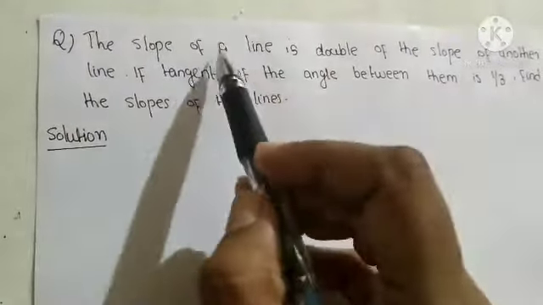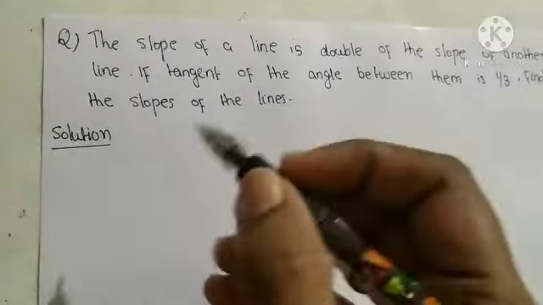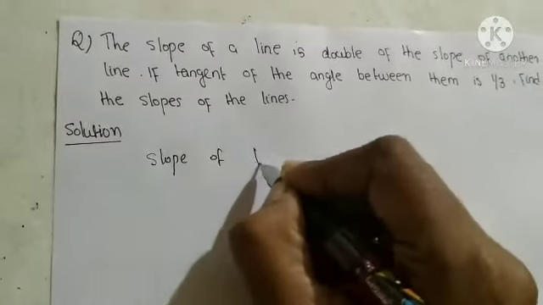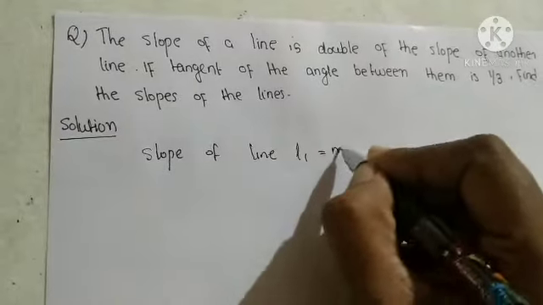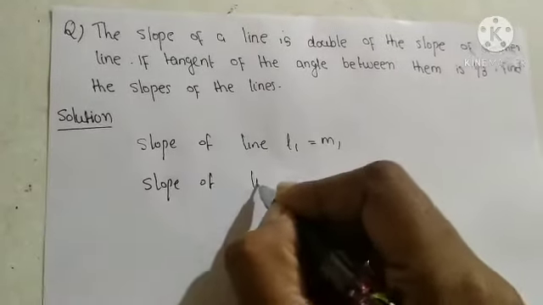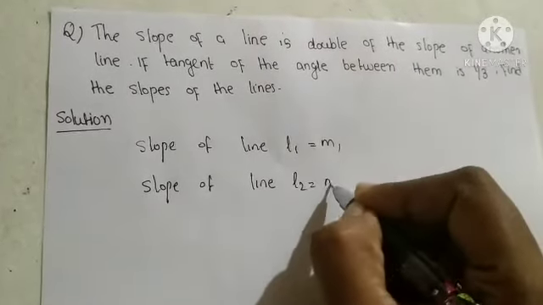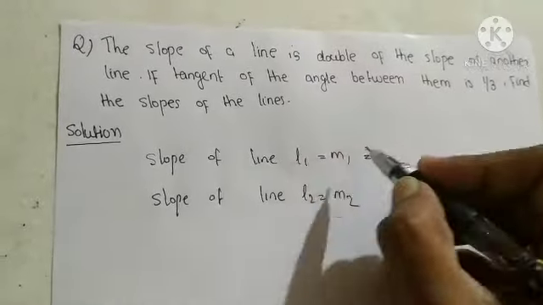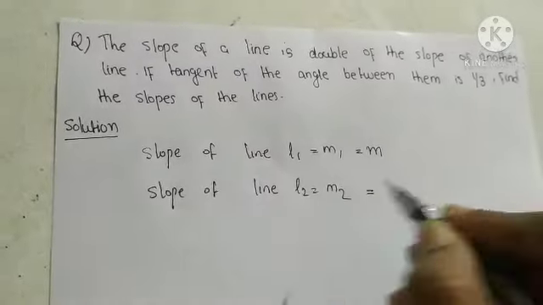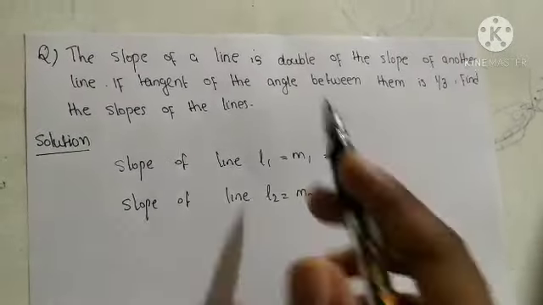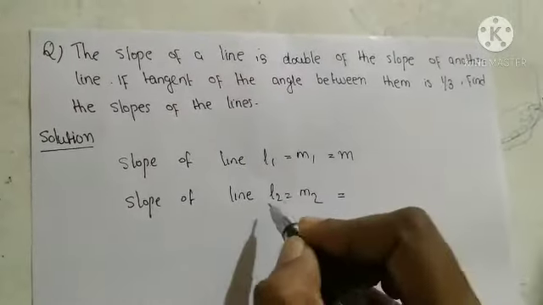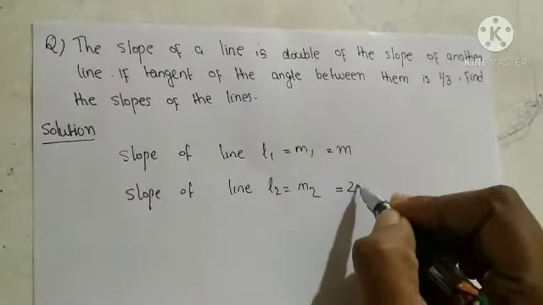So given that the slope of a line is double of the slope of another line. So take slope of line L1 as m1 and slope of line L2 as m2. Given that the slope of a line is double of the slope of another line, so I am taking the slope of line L2 as 2m.